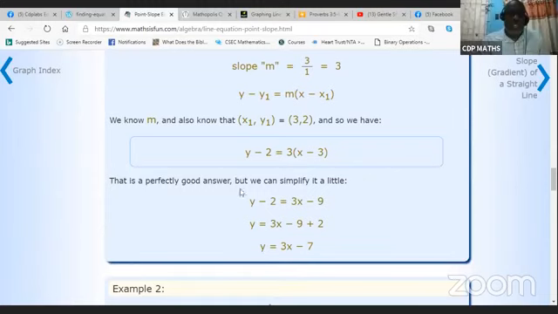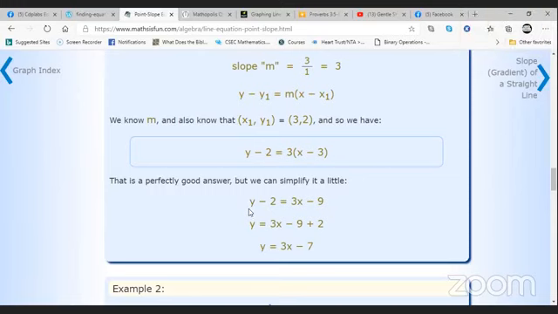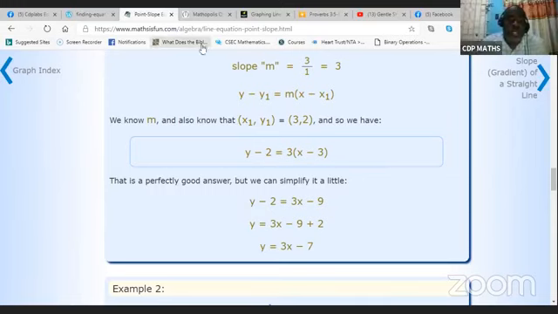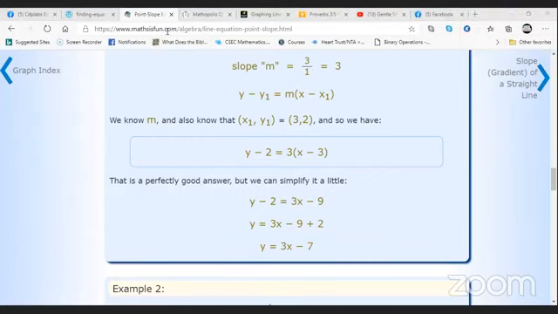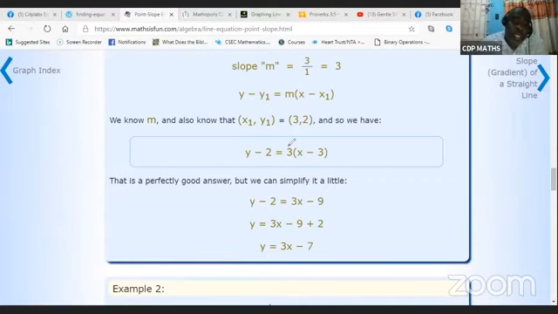So they move on now. Let's see what they did. Now they use the distributive property right here. So what was the distributive property? The 3 times the x gives us 3x. 3 times the negative 3 gives us negative 9. That's all they got, 3x and negative 9.